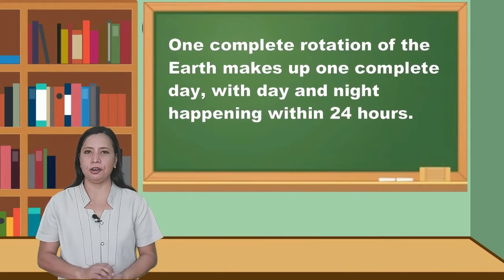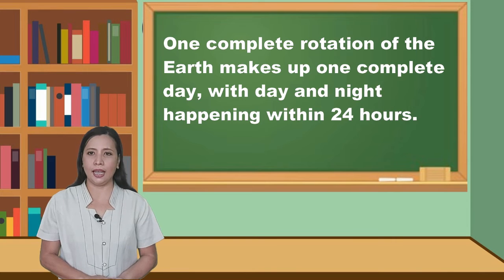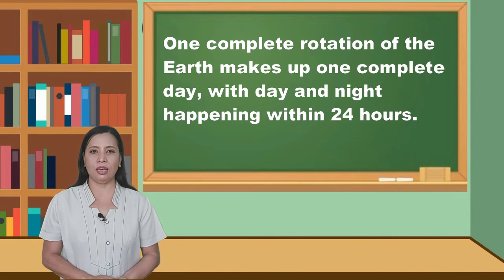This spinning movement is called Earth's rotation. And this Earth's rotation is what gives us, you've guessed it right, day and night. One complete rotation of the Earth makes up one complete day, with day and night happening within 24 hours. The sun is the closest star to Earth. The sun seems to rise in the east and sets in the west. The apparent movement of the sun is due to the direction of Earth's rotation. This rotation of Earth causes day and night.